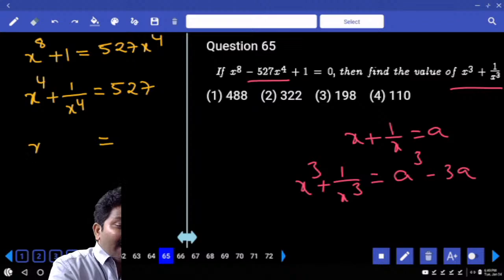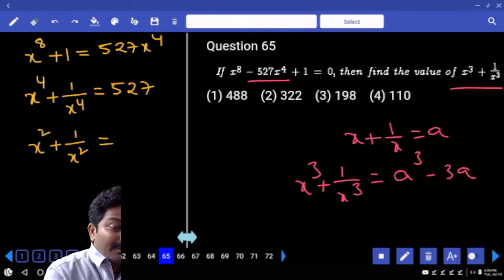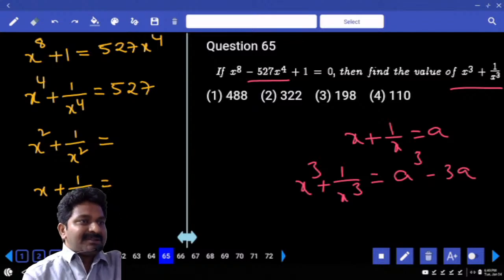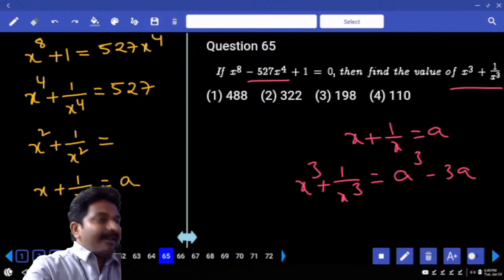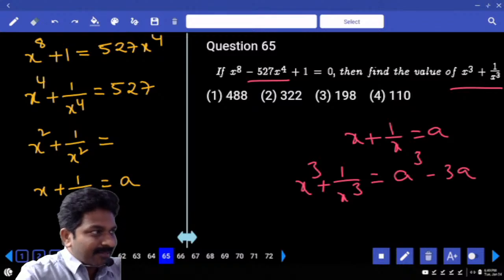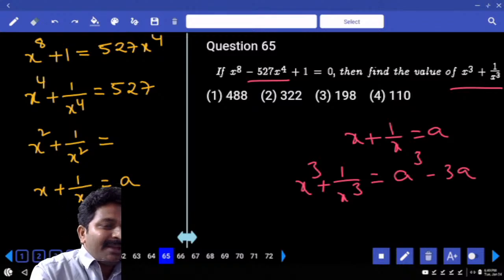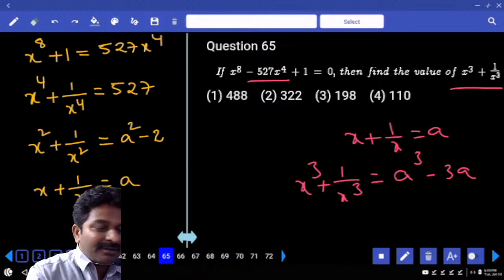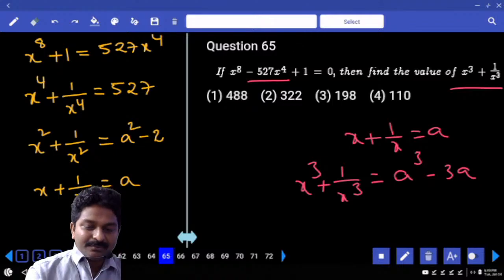Using this, I will get x square plus 1 by x square. Using this, I will get x plus 1 by x. Yes? Basically, you need to go reverse engineering. If it is a, x square plus 1 by x square is a square minus 2. That's it, it is not 2a. A square minus 2.